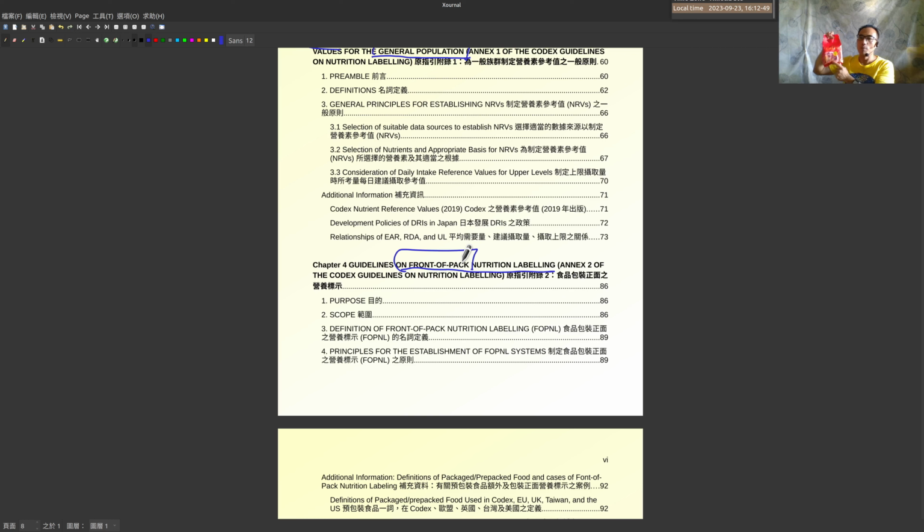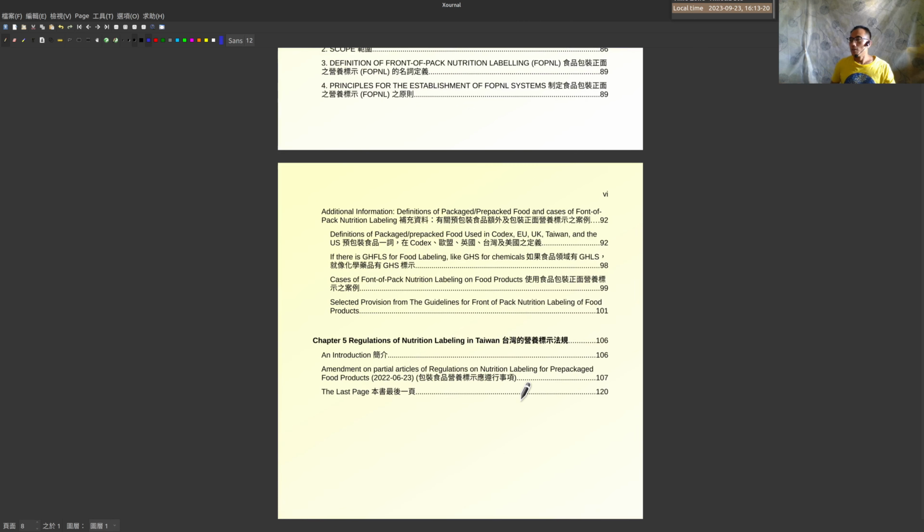And front of pack, because of the guideline on front of pack nutrition labeling, the spirit is to try to use symbols or easy diagrams that consumers can recognize very quickly and determine whether to buy or not to buy, to eat or not to eat, or how much they can eat according to the simple diagrams or some cartoons.